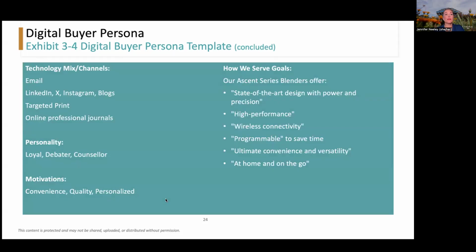Continuing on with our template, what are our technology mix or channels? Well, email, LinkedIn, X, Instagram, and blogs, targeted print, so usually targeted print advertising, and online professional journals. Personality: loyal, debater, counselor. Motivations: convenience, quality, personalized.